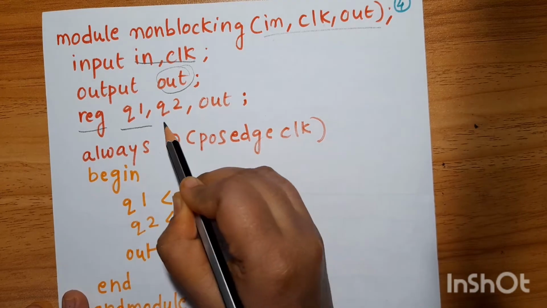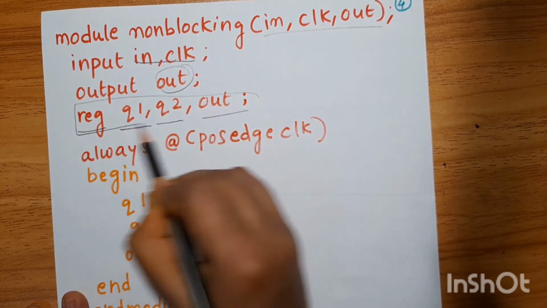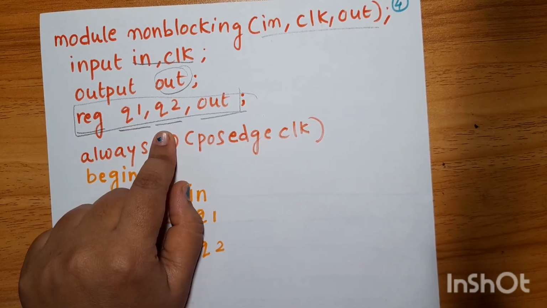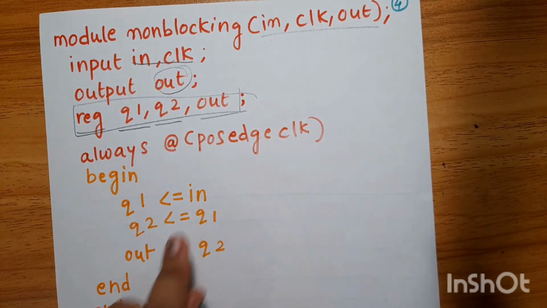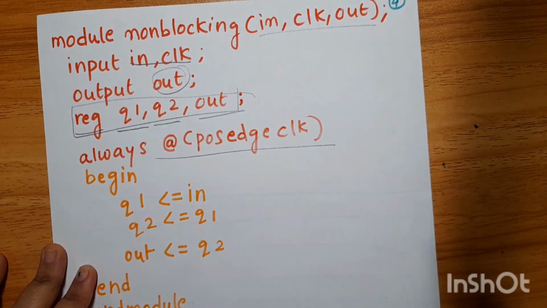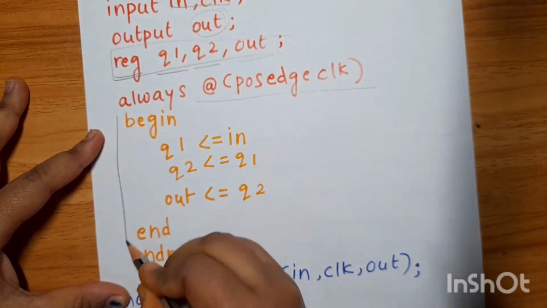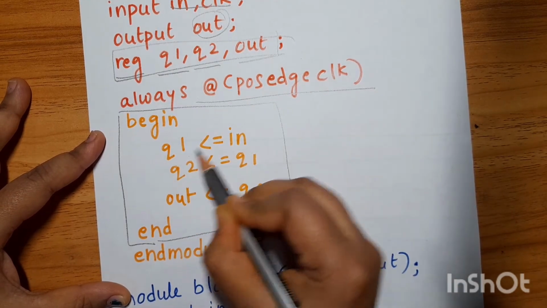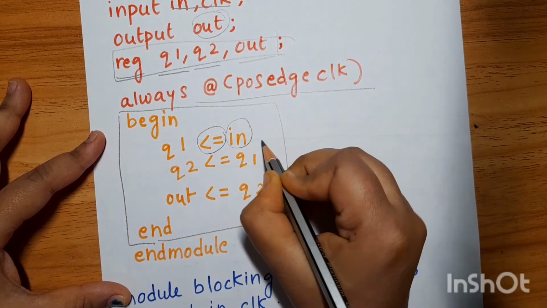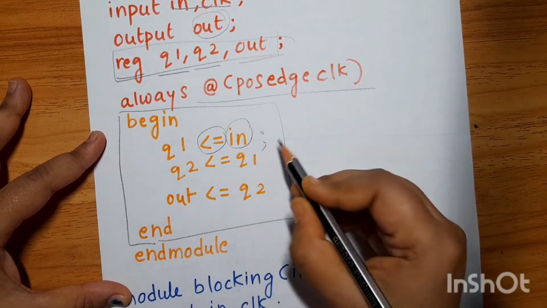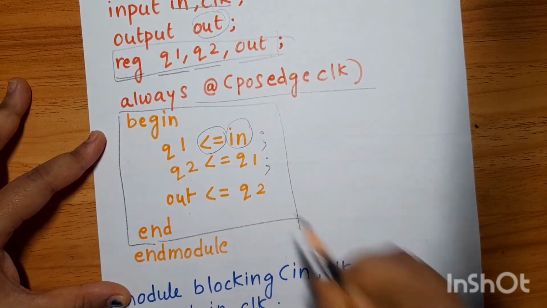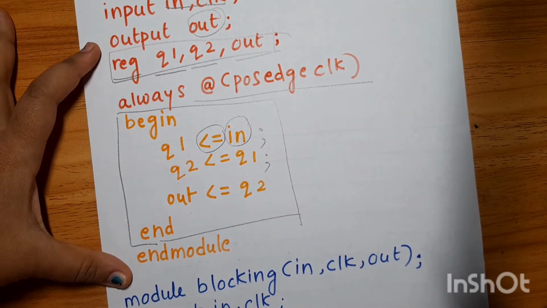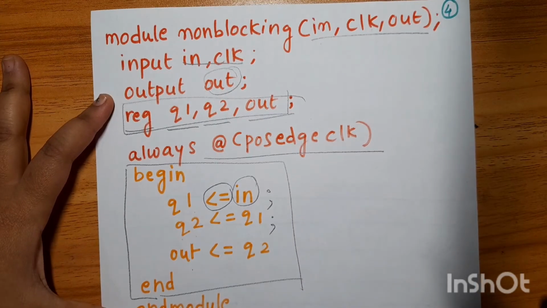Reg Q1, Q2, out. So these 3 are of registered type. Q1 and Q2 are 2 internal signals of registered type, and out is of registered type. Always at the passage of the clock, we are going inside the begin end block. Q1 non-blocking assignment in, Q2 non-blocking assignment Q1, out non-blocking assignment Q2, and here is the end module. Here I have written the non-blocking case.